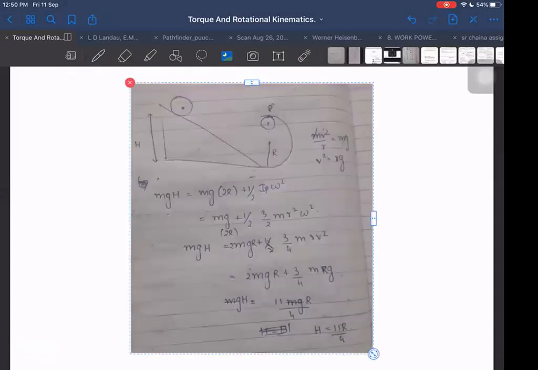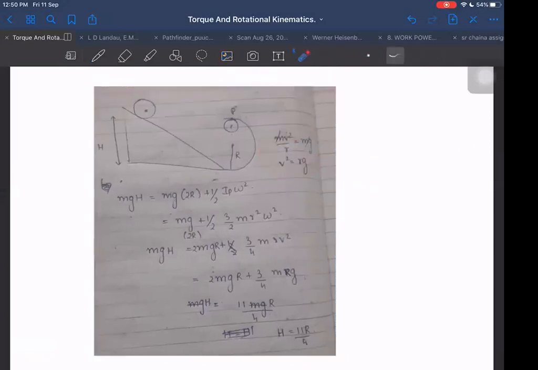See here what you are doing here. This is completely wrong. You should write capital R here, because capital R minus small r, but if small r is not given and it is very small, then I can write mv square by capital R approximately, that is equal to mg. Then v will become equal to root Rg. Yes, sir. Okay.